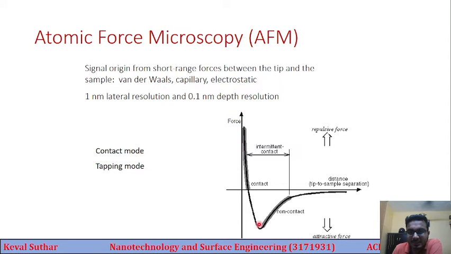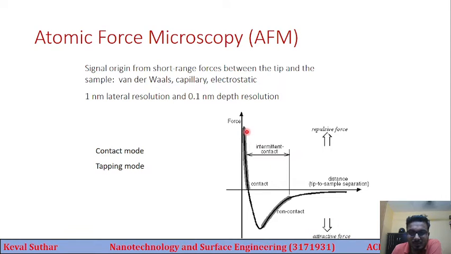Now this graph is interesting. I am currently also explaining this graph. However, you will understand this graph in more detail when we go to the arrangement of this entire system. So here on the x-axis we are having the distance, that is tip to sample separation, and on the y-axis we are having this force. So as you can see, there are two regions. First is intermittent contact, that is close contact, and then we are having a non-contact. When the force is positive, it is considered as a repulsive force, and when the force is negative, then it is considered as attractive force.